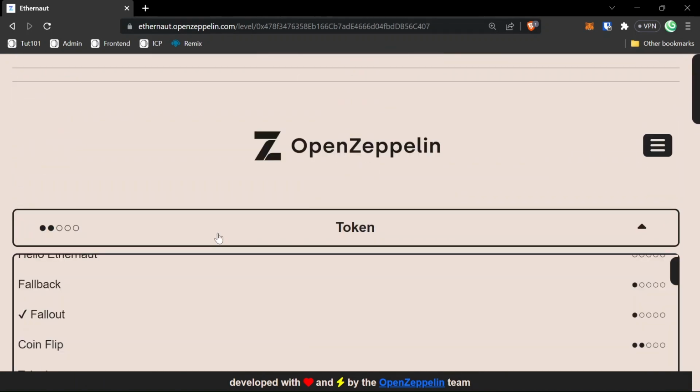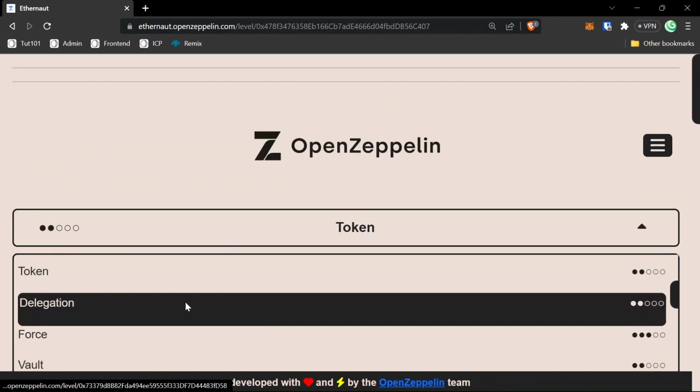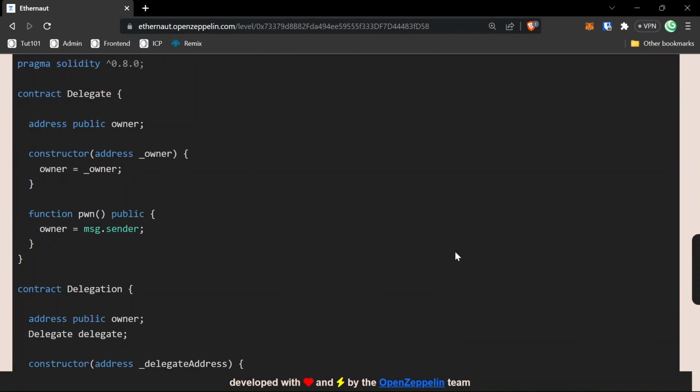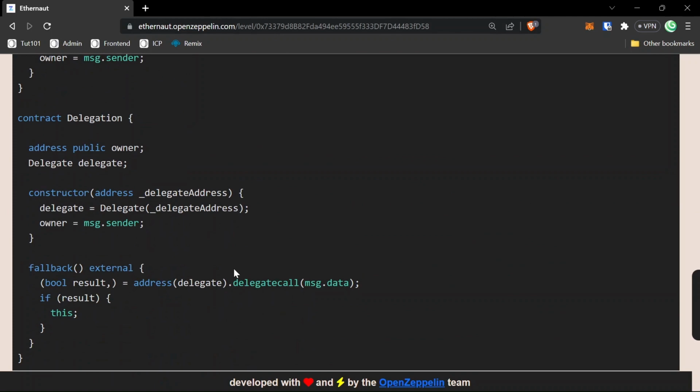The next one is going to be Delegation. Delegation is also an important one, because here we learn what proxy contracts are and what delegatecall is.